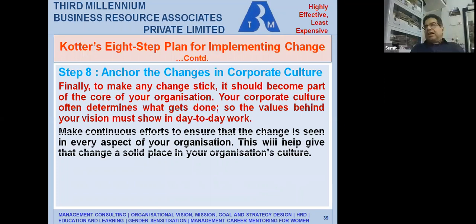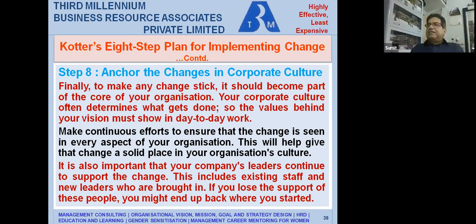The last point: anchor the changes in corporate culture. Where we started today, you remember, Kotter's 8th step is about refreezing. So this is the refreezing step. To make any change stick, it should become part of the core of the organization.